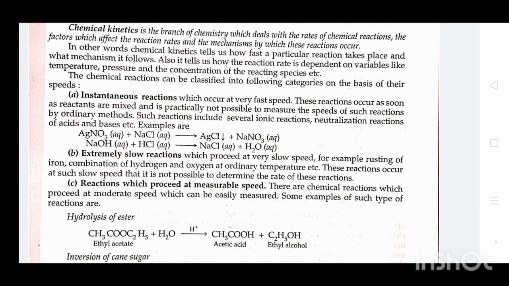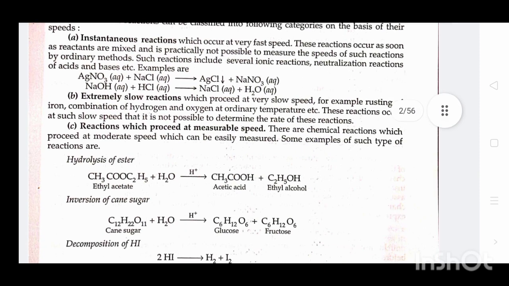Second is extremely slow reactions, which proceed at very low speed. For example, rusting of iron, combination of hydrogen and oxygen at ordinary temperature, etc. These reactions occur at such low speed that it is not possible to determine the rate of these reactions.